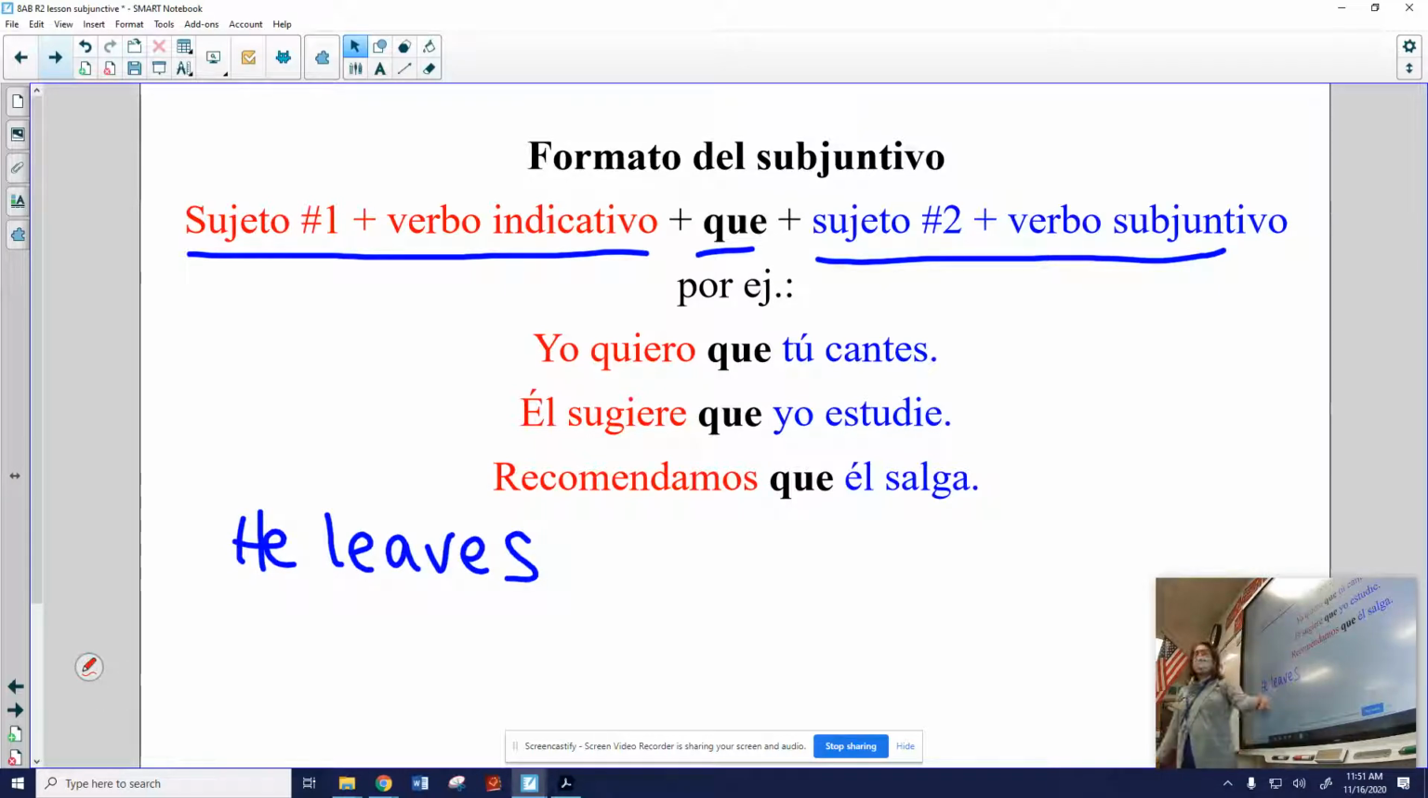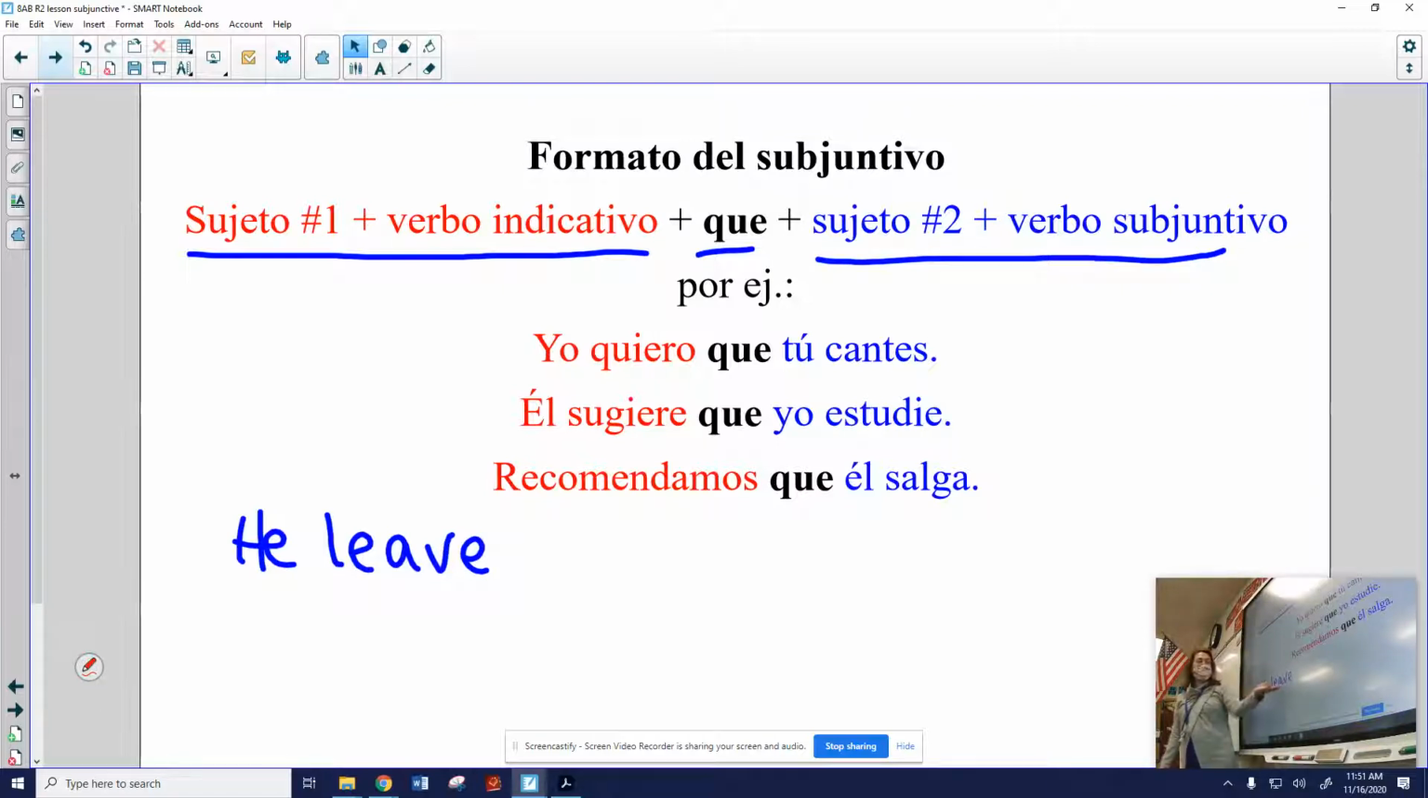Right? He leaves. That's just a fact. It's in the present tense, it's in the indicative mood. But if I recommend that he leave, in English, we conjugate that a little bit differently. I recommend that he leave. "He leave" is the subjunctive mood in English.